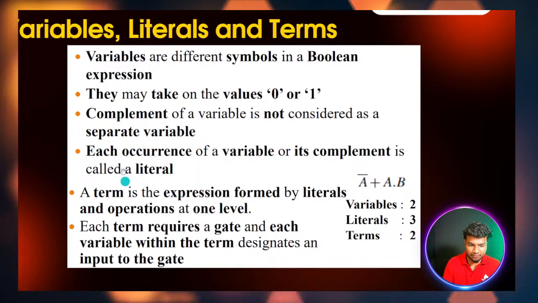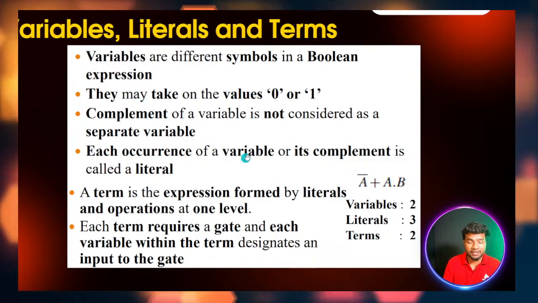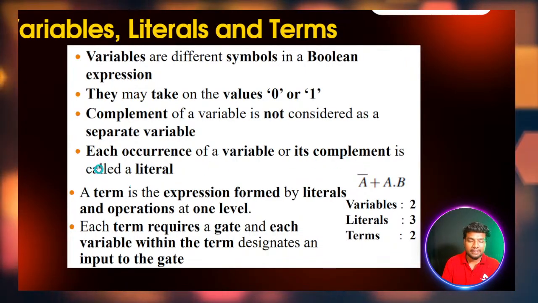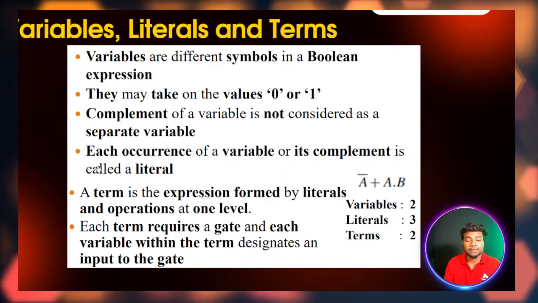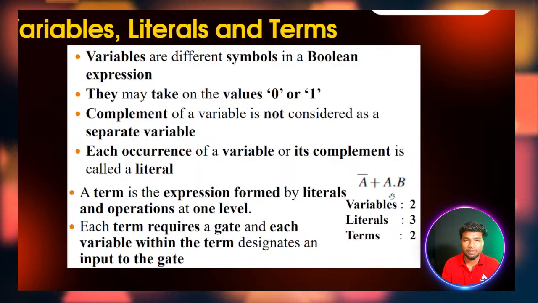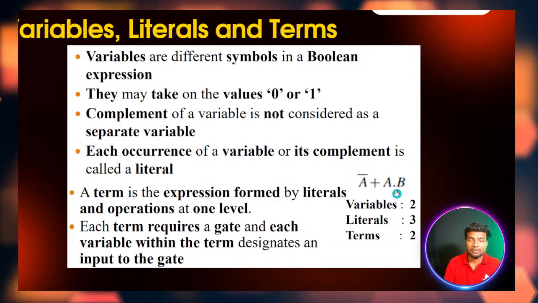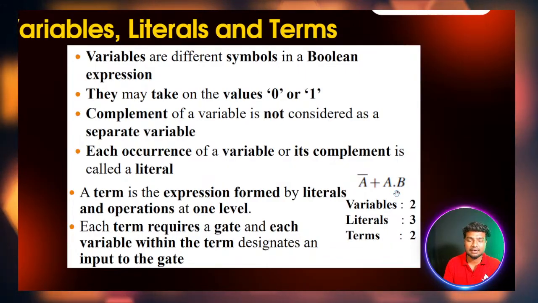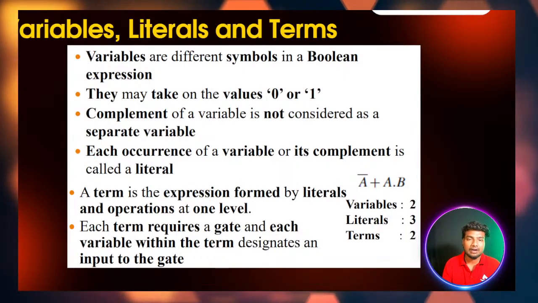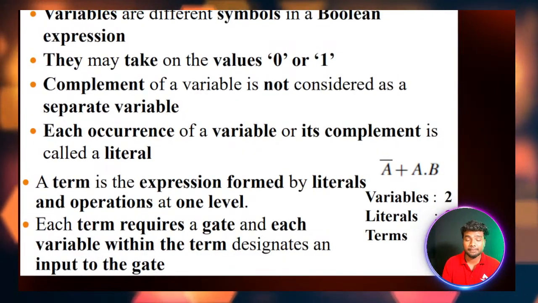In this definition of literals, each occurrence of a variable or its complement is called a literal. If there is an occurrence of a variable and also an occurrence of the complement of that variable, both are called literals. So each occurrence of a variable and its complement is called a literal. Is it clear for you, Pradeep Reddy?